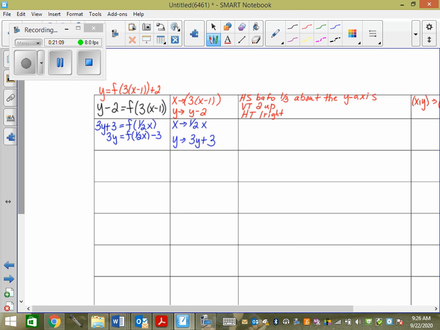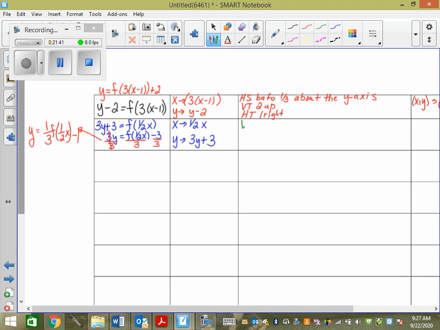And then I have to divide by 3. Each term, divide by 3, divide by 3, f of x is one term, and this one. So my equation is actually y equals 1/3 f of 1/2 x minus 1. Because you have to remember to apply it to that one.